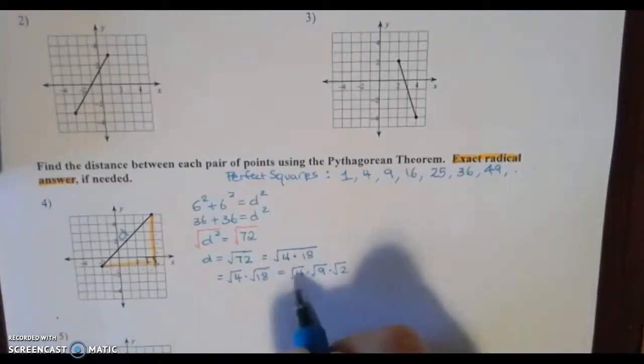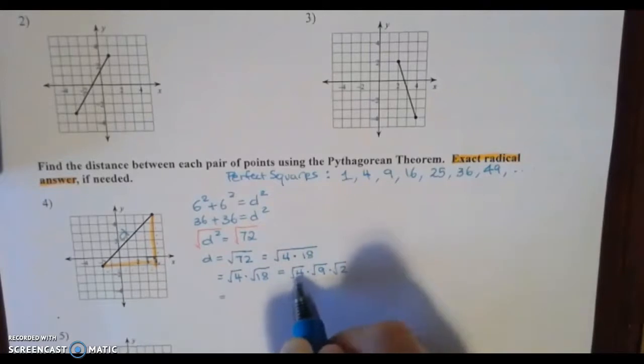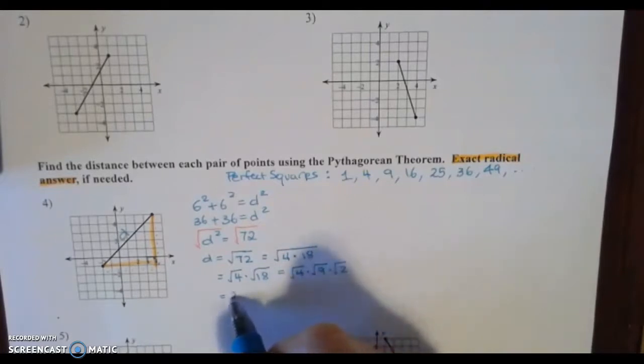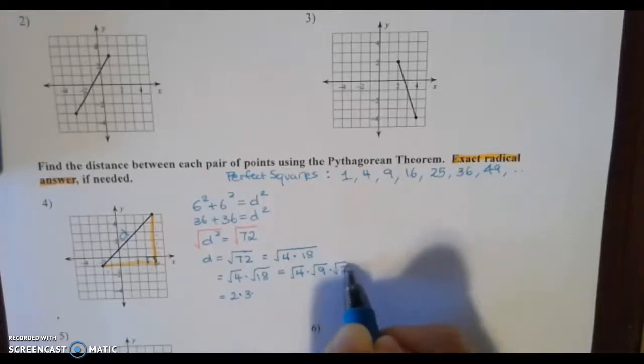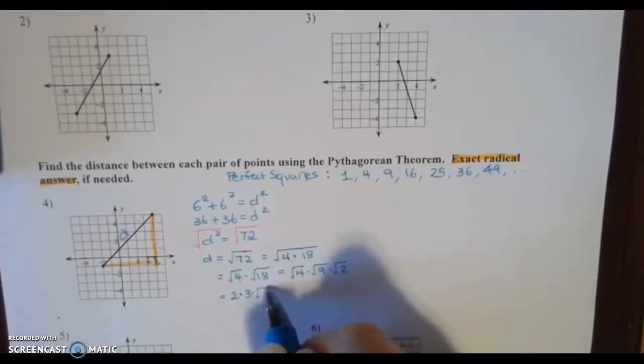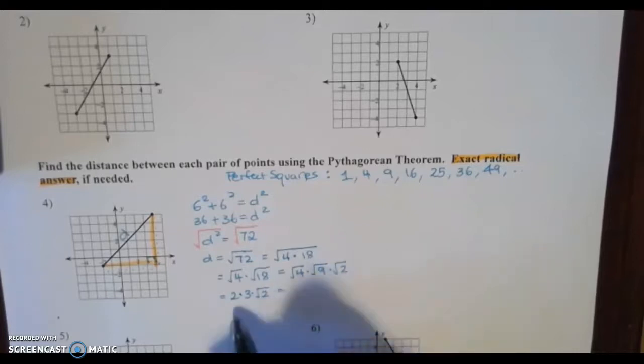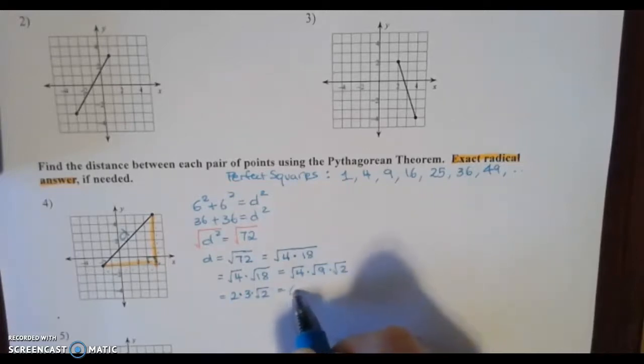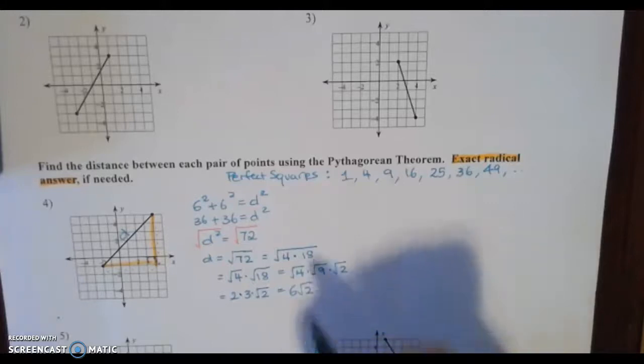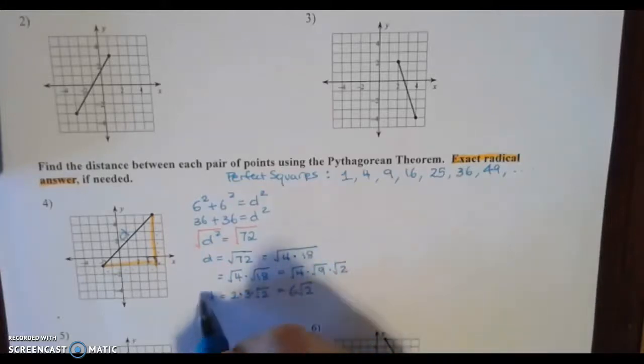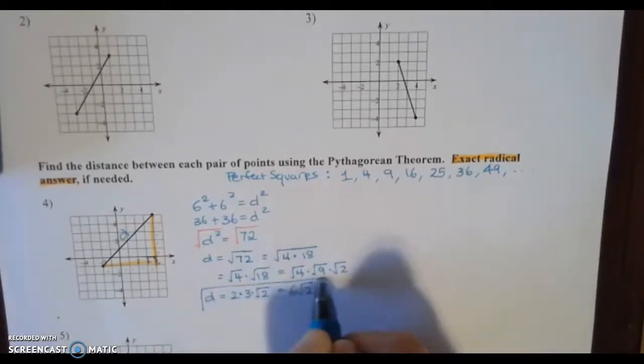Now let's simplify. What's square root of 4? That's 2. What's square root of 9? There is a multiply sign here. It is 3. And then, can I do anything with square root of 2? No, I cannot. So you're left with that. And 2 times 3 is 6 root 2. So distance is 6 root 2, that is my answer.